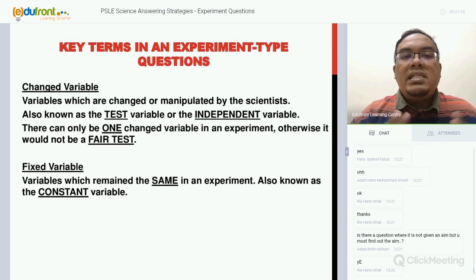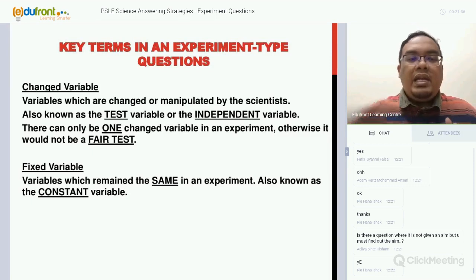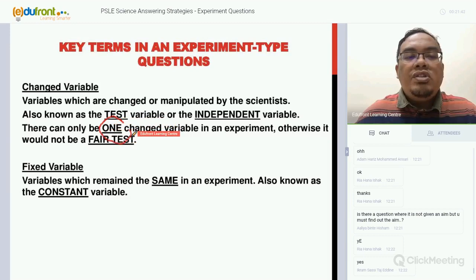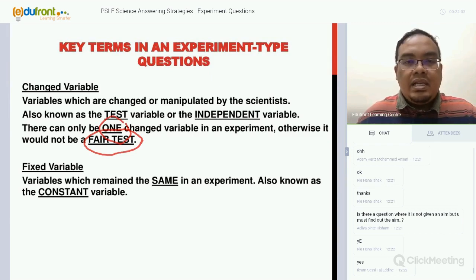Okay, they are also known as test variable or the independent variable. Okay, and please take note that in any particular experiment, there can only be one change variable. Otherwise, it will not be a fair test. Okay, so the concept of change variable is extremely important, and almost all the time they will have at least one or two questions asking you about the concept of a fair test. Okay, sometimes directly, sometimes indirectly, and even for students who are taking foundation science, the concept of fair test is extremely important.